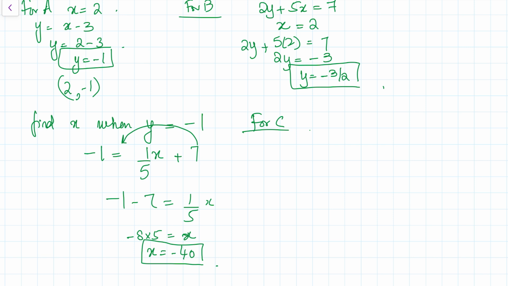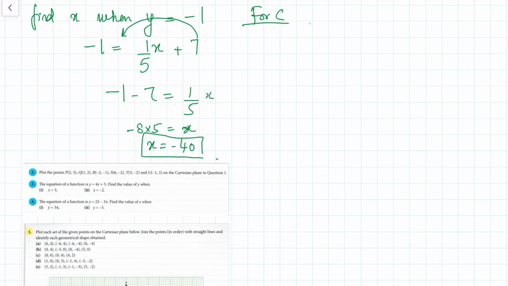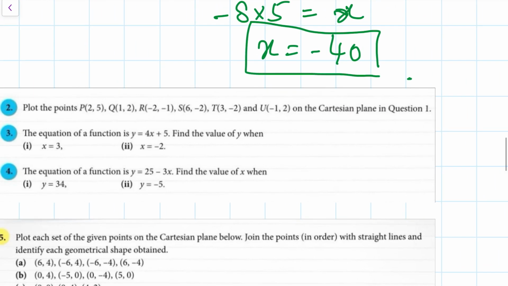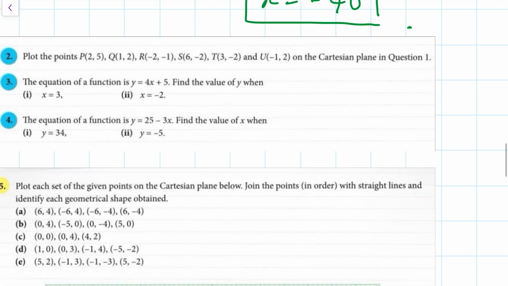Now, let's look at a question. All right, so this is the first chapter of Think Maths Book 2, Linear Functions, just for your reference so that you know which book we are following. Let's start with question 3. The equation of a function is y equals 4x plus 5. Find the value of y when x is 3. y equals 4x plus 5. The value of x is 3. 12 plus 5 is 17.